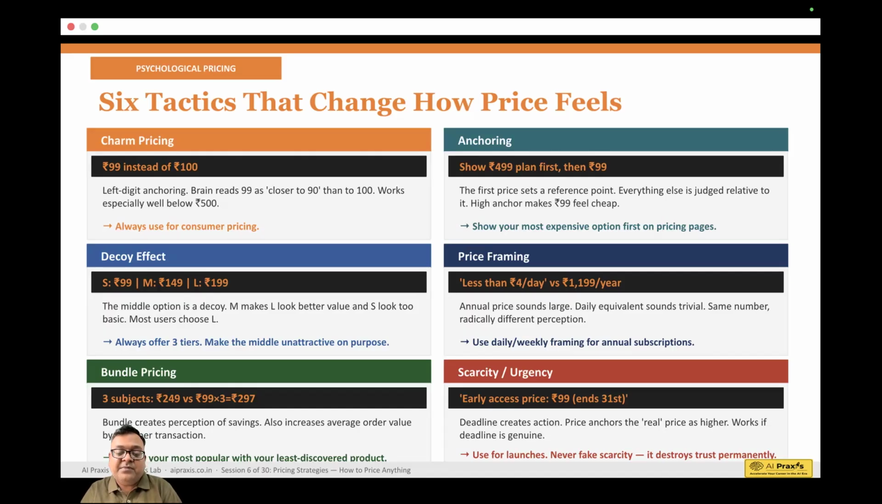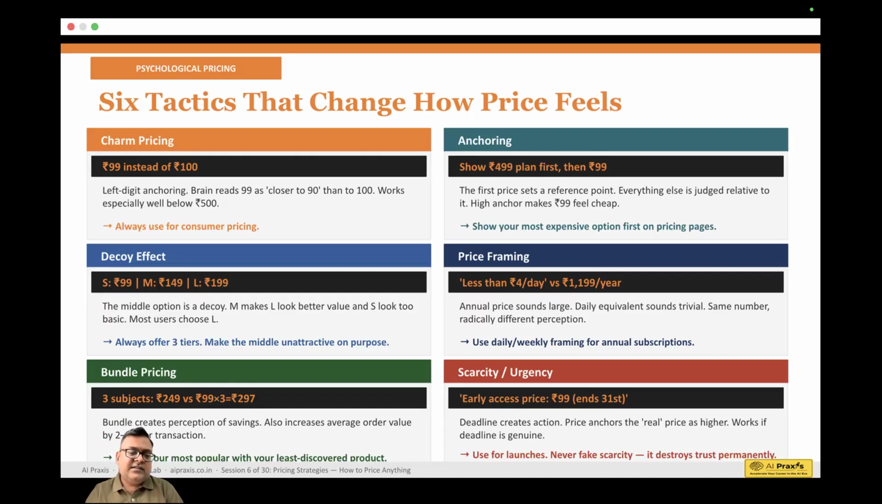Then comes price framing. You must have seen that most insurance companies nowadays have started doing this. Instead of giving a large premium for the entire year, they put it as 4 rupees per day or 1 rupee per day. Just think about it, less than 1. The annual price sounds large, the daily equivalent sounds trivial, same number, radically different perception. So you may also use daily or weekly framing for annual subscriptions.